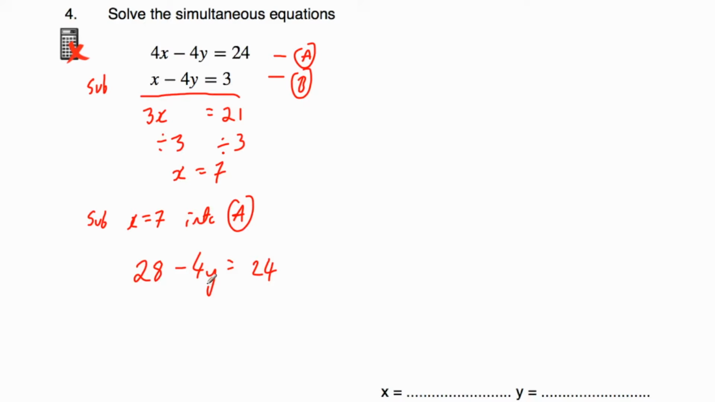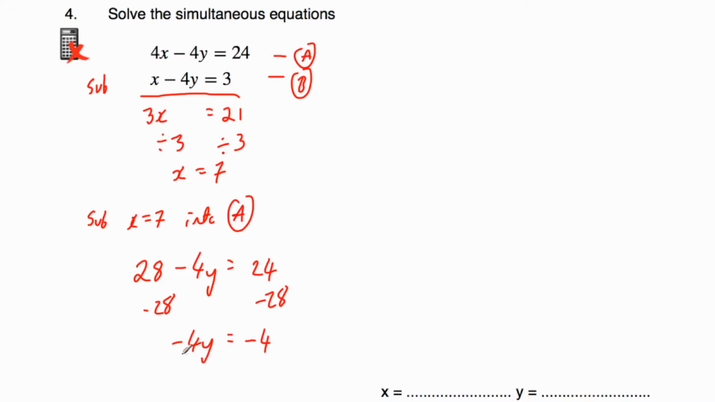Now we want to find out what y is, so we want to get rid of our 28. So let's take away 28 from both sides of our equation. So take away 28 and take away 28. On the left hand side, we had 28 minus 4y. We took away the 28, so that will just leave us with minus 4y. And on our right hand side, we had 24 take away 28, so it's going to be minus 4.